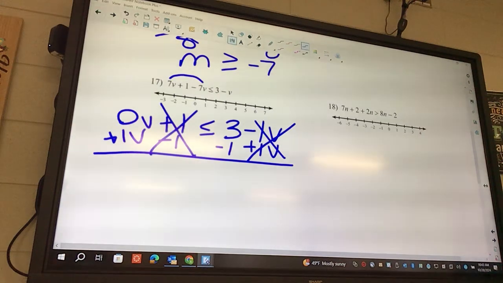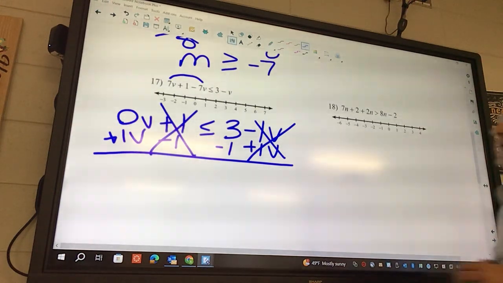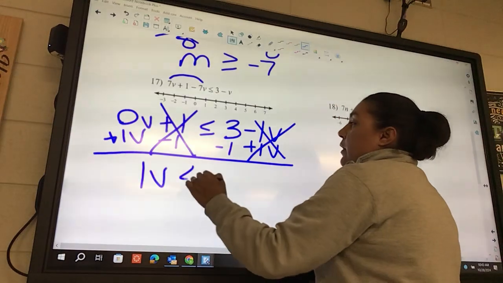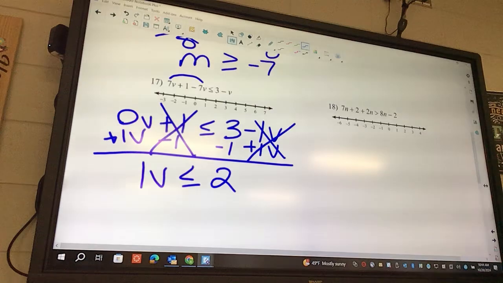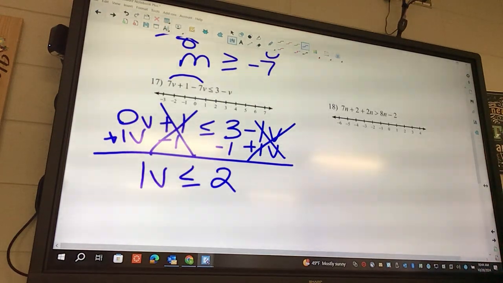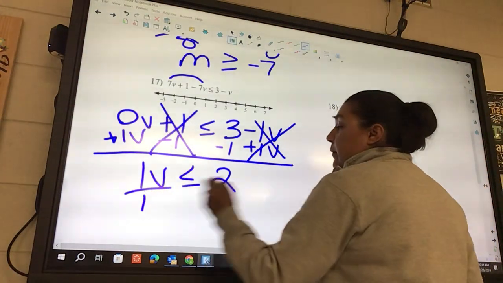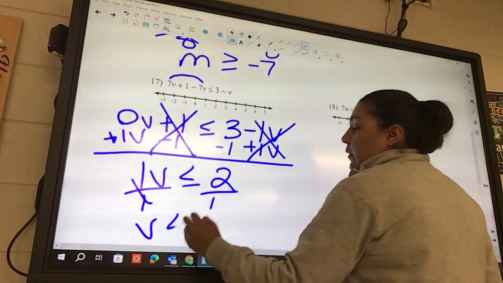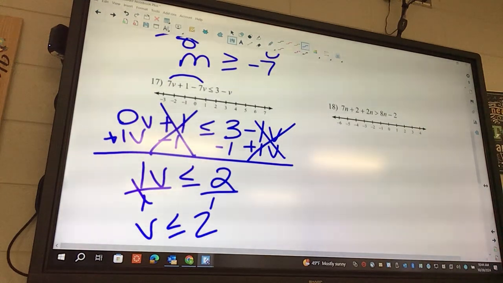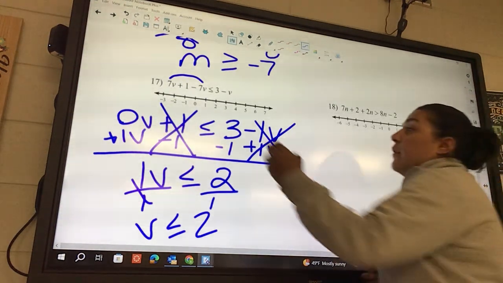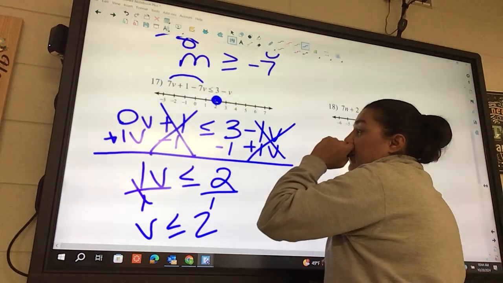Okay, so 0 plus 1v, 1v. And then 3 minus 1 is going to be 2. Okay, and then we're going to say divided by 1. On the 2, should that be open or closed? Closed. Going which way? To the left.